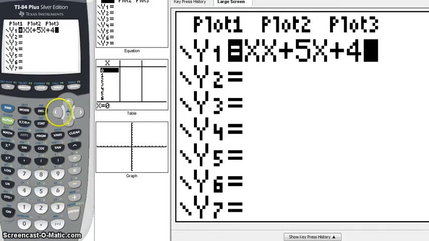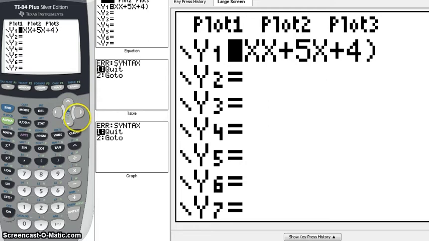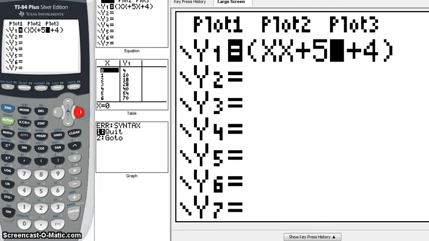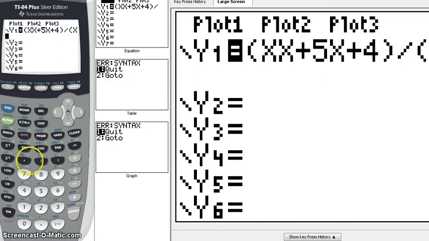And I forgot my parentheses. Make sure you have parentheses around the full top of your equation and bottom of your equation when you're typing it in, or else you will have problems. And then over, and this is x squared minus 16, I believe. I'll double check in a second.